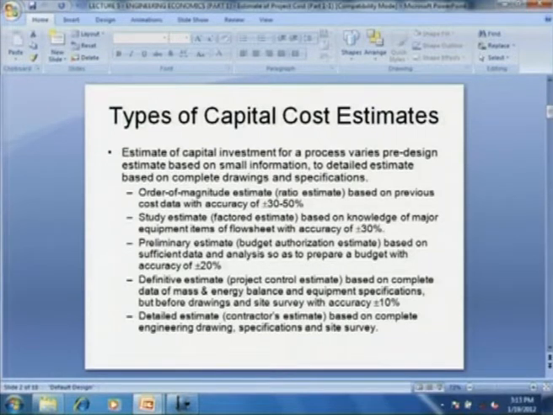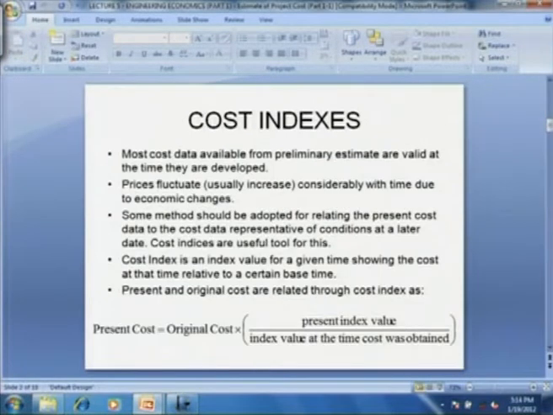Then the definitive estimate, or what is also known as project control estimate. This is based on complete data of mass and energy balance and equipment specification, but before the actual drawings and site survey are done. This is with accuracy of plus minus 10%. Then the detailed estimate, or what is also known as contractor estimate, based on the complete engineering drawing, specification and the site survey, what are known as the cost indices.